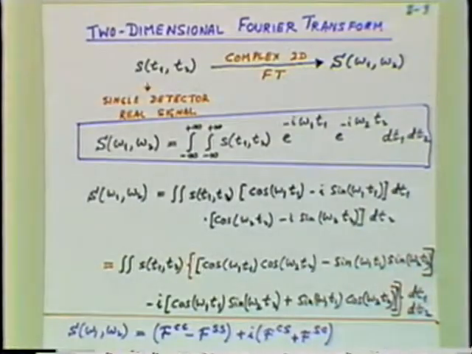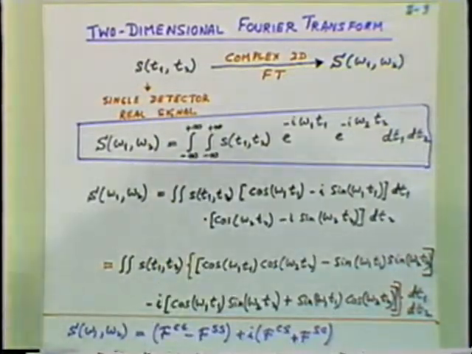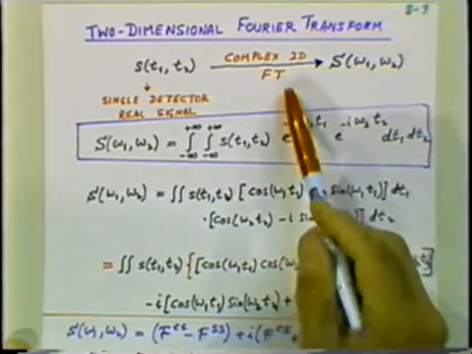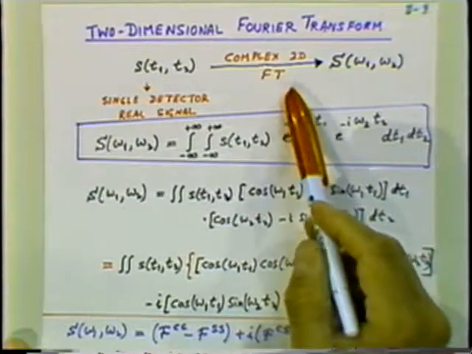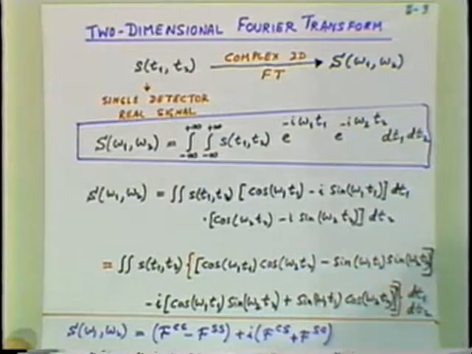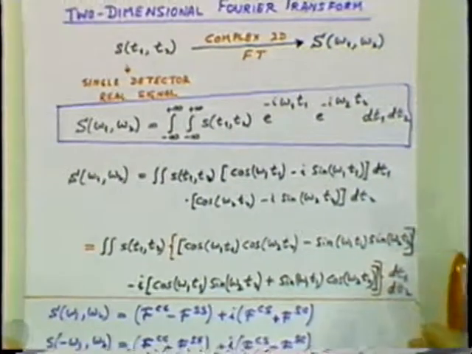Then we have this time domain signal of T1 and T2. What we have written down so far was a single detector signal, and maybe it is a real signal. We did not write a complex signal, but we will soon write a complex time domain signal. But let's first use a single detected signal. We can call it a real part. Then we do a complex 2D Fourier transform on that, and we get a complex function of two frequency variables, omega 1 and omega 2.